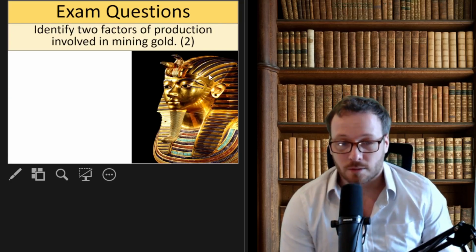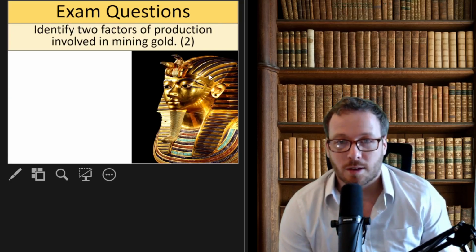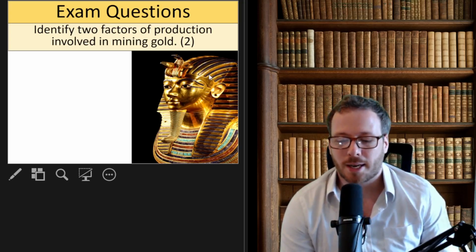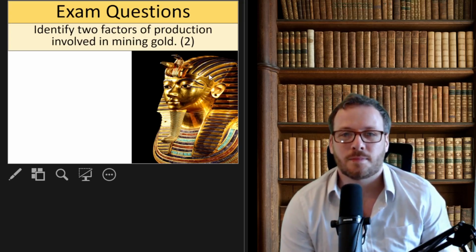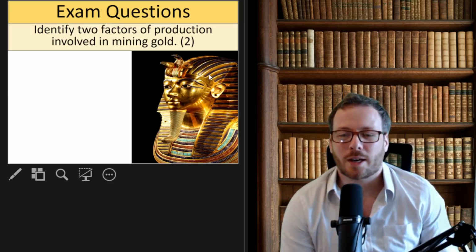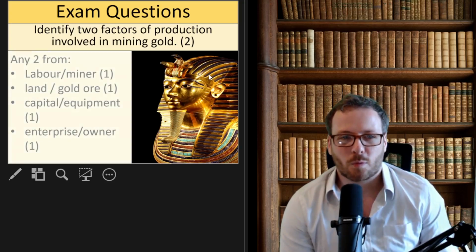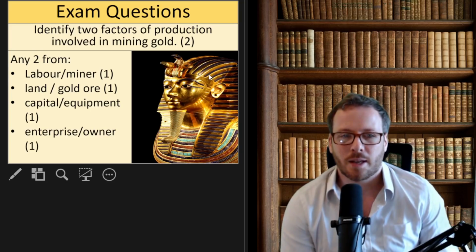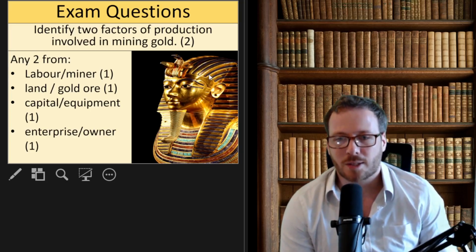Next question, real exam question, and last one at the end of this slide. Identify 2 factors of production involved in mining gold. You got 4 choices: land, labor, enterprise, capital. You state one and state what kind of entity would be used for that. So if we have labor, we might have miners. Land would be gold ore. Capital would be the equipment, and enterprise would be the owner of the business. If you hit any of these, those are the ways to get the marks.